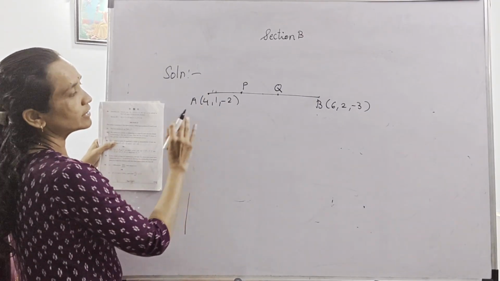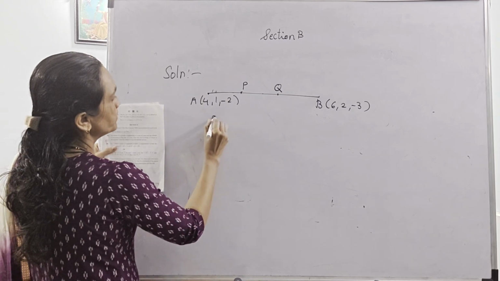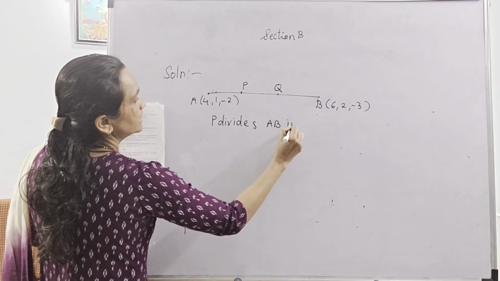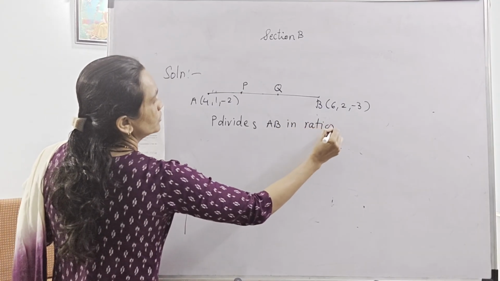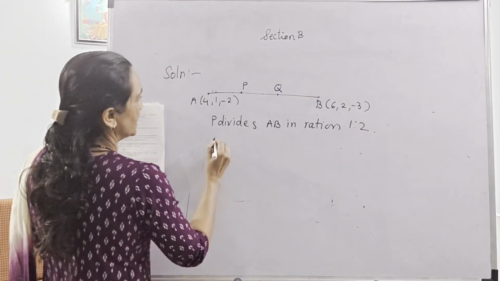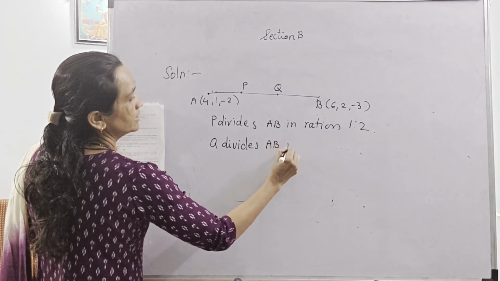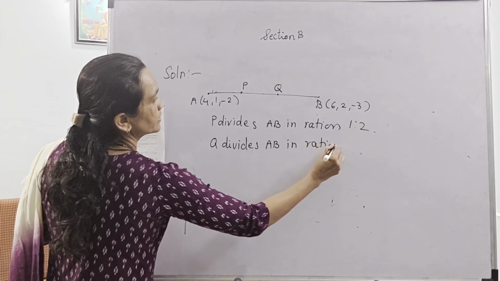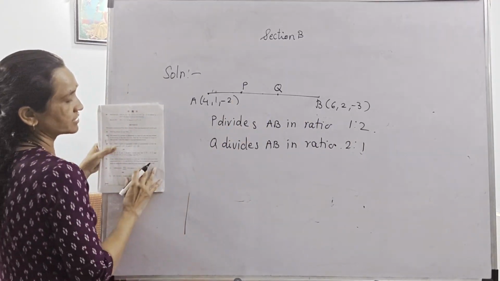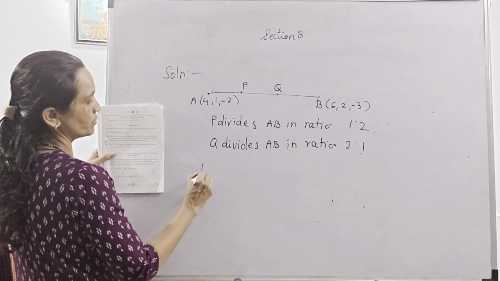So this is exactly a grade 10 based question of section formula. So P divides AB in the ratio 1:2, since there are 3 equal parts, 1 part is here and 2 parts are here. And Q divides AB in the ratio 2:1, 2 parts are here and 1 part is here. So I will write down the coordinates of P using the section formula. First I will write down the section formula.